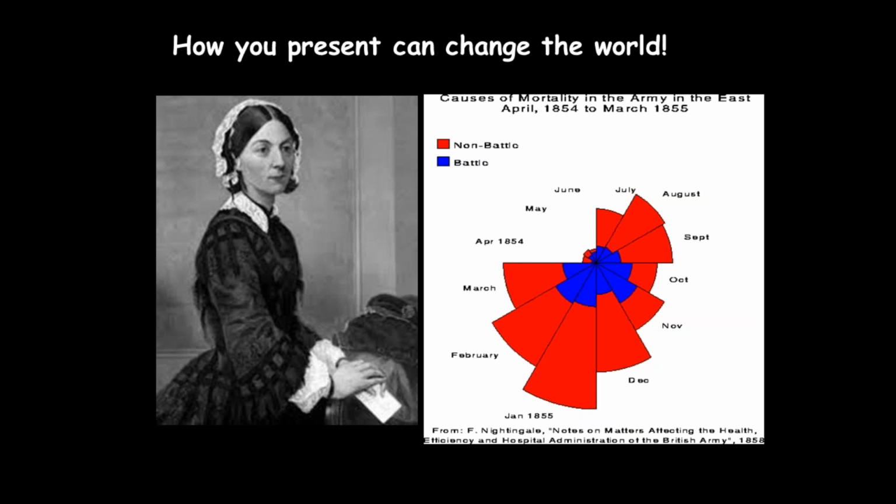So what she wants to show here is the number of soldiers who lose their lives in the battle, which is the blue one, and after the battle, as a function of the year. So these are the months, right? And you can see that in January, many more soldiers lost their lives after the battle than actually in it. And that was because of the horrendous conditions in the hospitals.